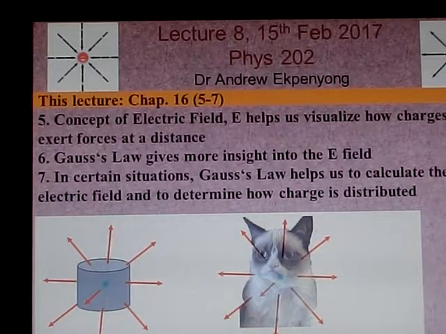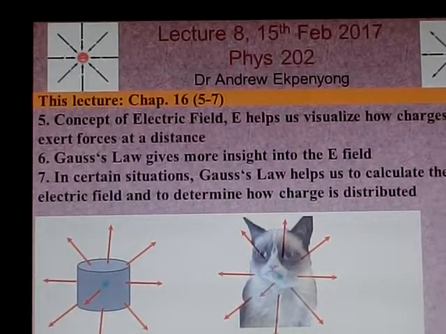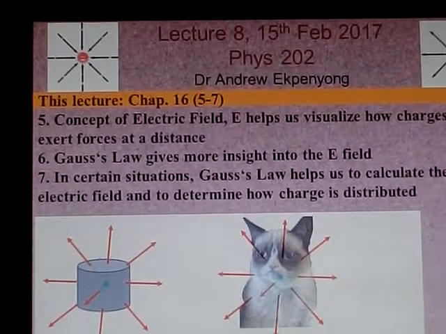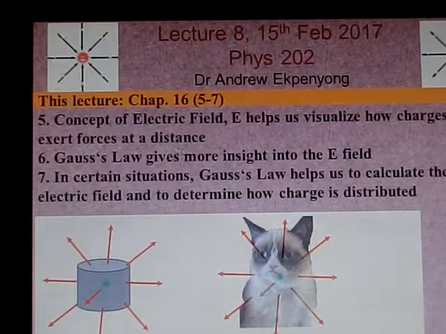As promised, we will wrap up chapter 16, and I thank Mr. Kyle again for helping with lecture 7, which was a continuation of what we started in lecture 6 with Coulomb's law, electric charges, and now electric field. Mr. Kyle already started electric field here, which basically helps us visualize how charges exert forces at a distance, and he solved some problems for you.